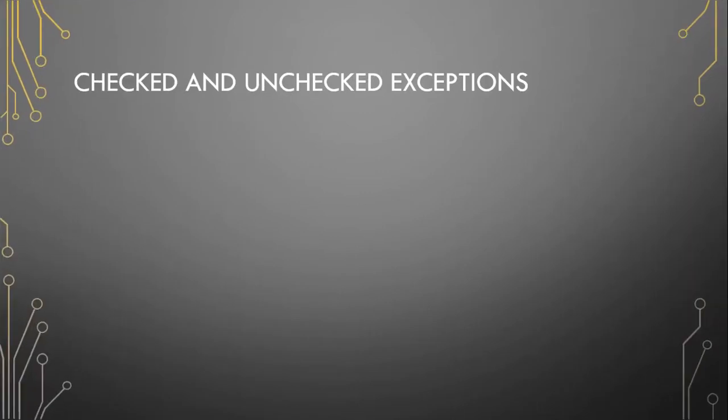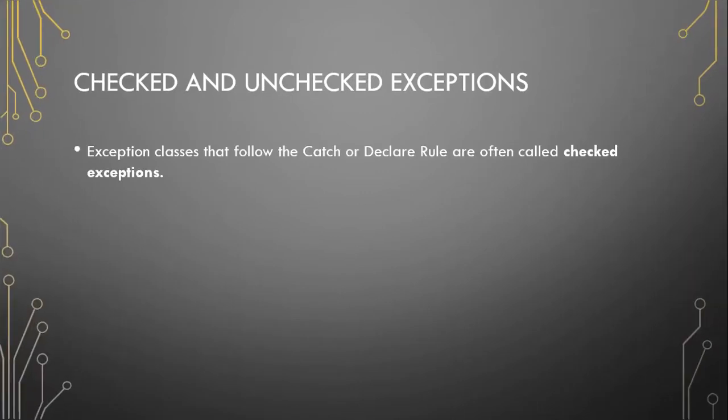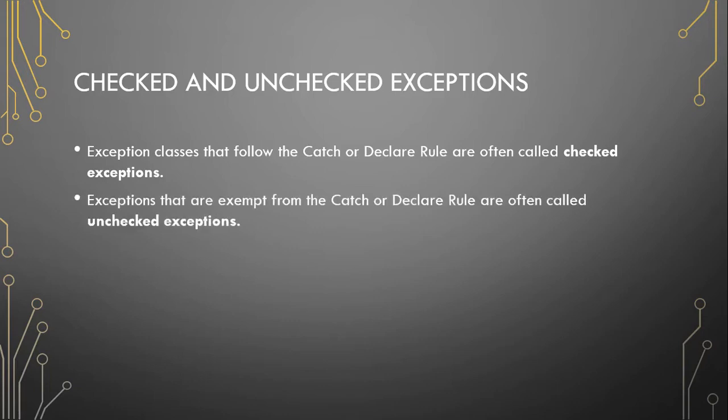All right, really quickly, let's talk about checked and unchecked exceptions. Now, exception classes that follow the catch or declare rule are often known as checked exceptions because you have to check to see if it's going to throw an exception. Exceptions that are exempt from that rule are often called unchecked exceptions.